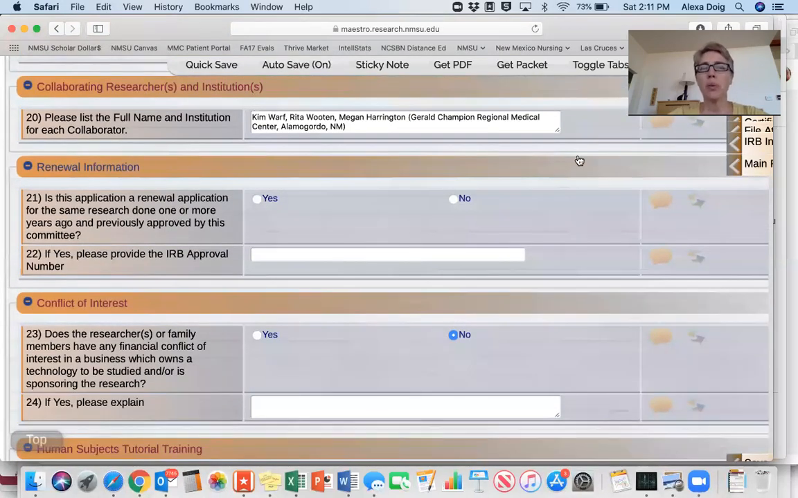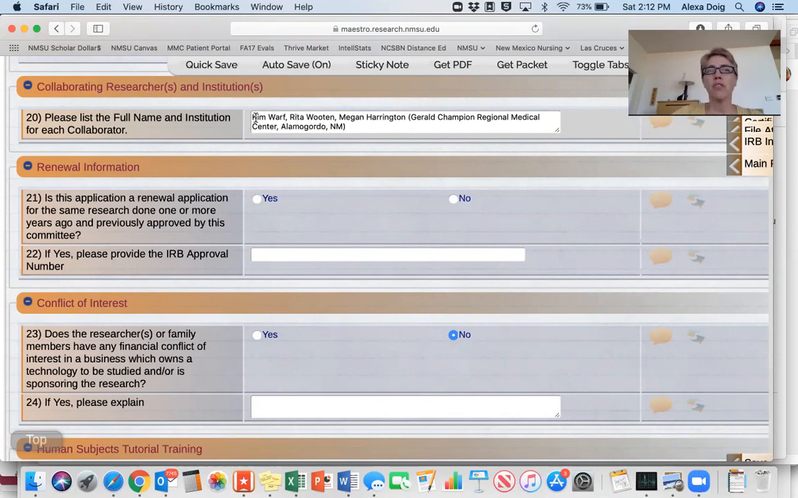If your research is being done at a non-NMSU institution, which for almost all of you would be the case, you're going to list the name of every person who is really going to be involved or collaborating with you. Now, if you are doing this on your own and you've gotten permission from the nurse manager, the CNO, or the medical director, they do not need to be on this IRB application. However, if they are actually going to be looking at data with you, helping with data collection, anything like that, then they need to be listed.